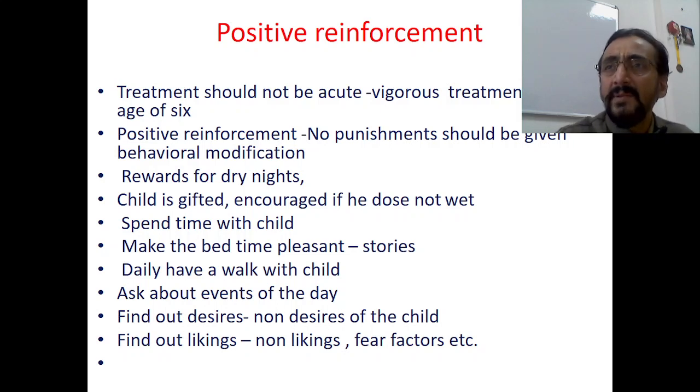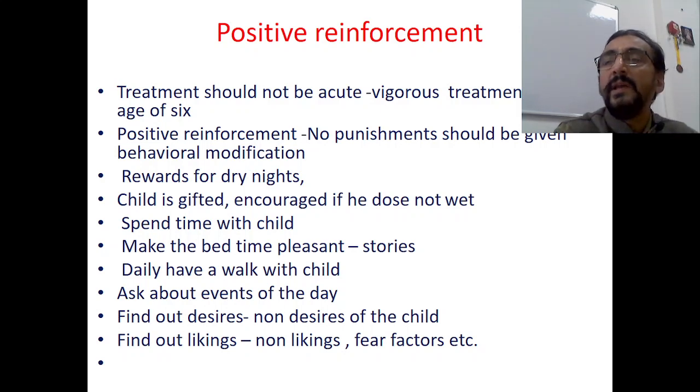Okay, involve him in some religious activities, involve him in some home activities, ask him to help the mother in the kitchen. So fix a schedule, and everything will then be channelized. So reward him for the dry nights. We have told this already. The child is gifted, encouraged, and he does not wait.